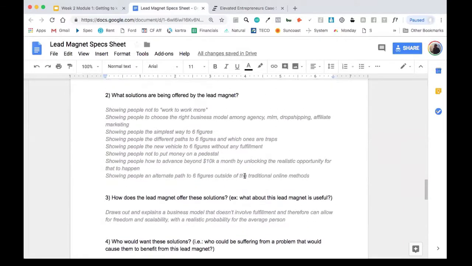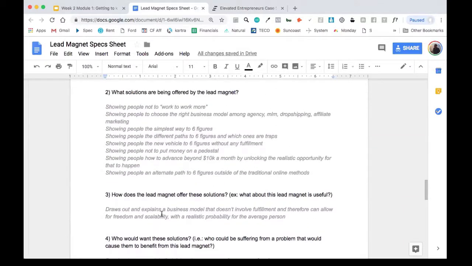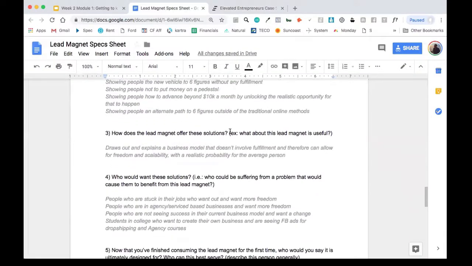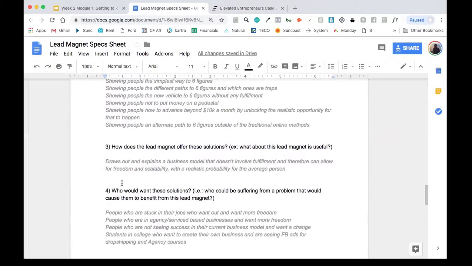So now, you're going to answer all these questions, right? Next question, who would want these solutions? Another way you can ask that is, who could be suffering from a problem that would cause them to benefit from this lead magnet? So you want to get your brain churning a bit. You want to start thinking, who could benefit from this? Watch the video again if you need to. Take more notes. And some notes that I took here are people who are stuck in their jobs who want out, right? People who are in agency or service-based businesses and want more freedom.